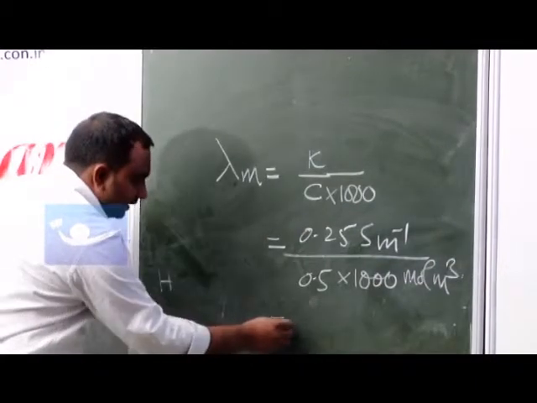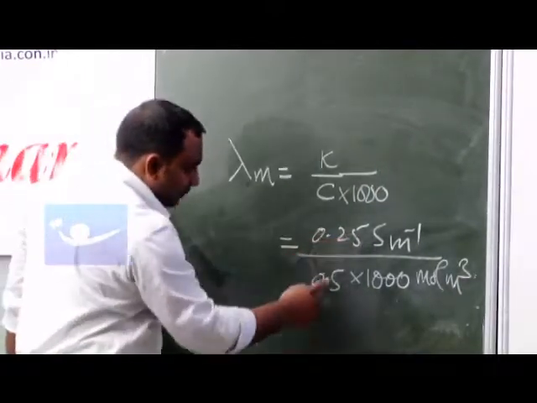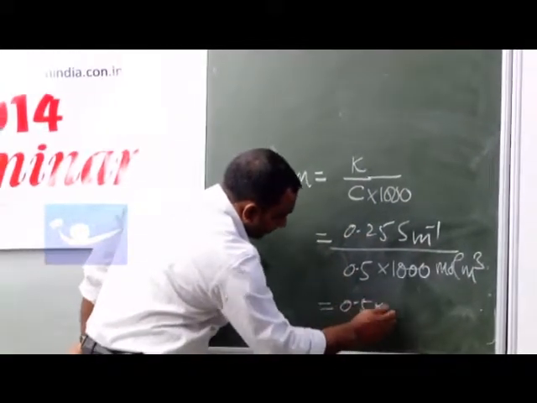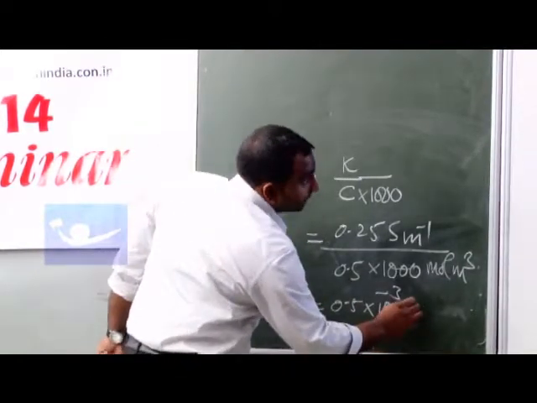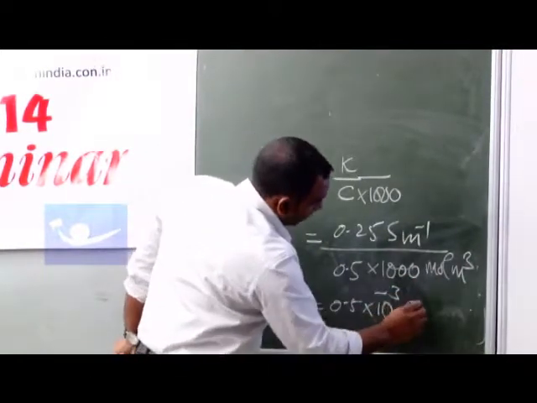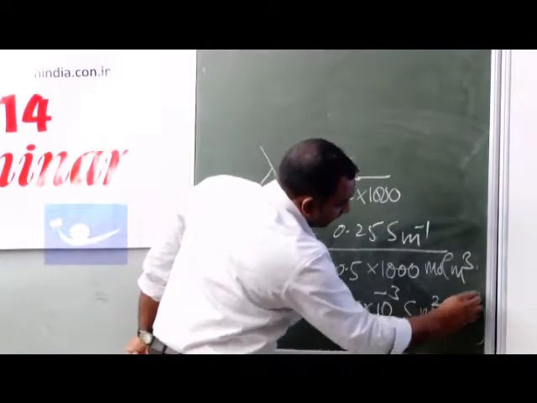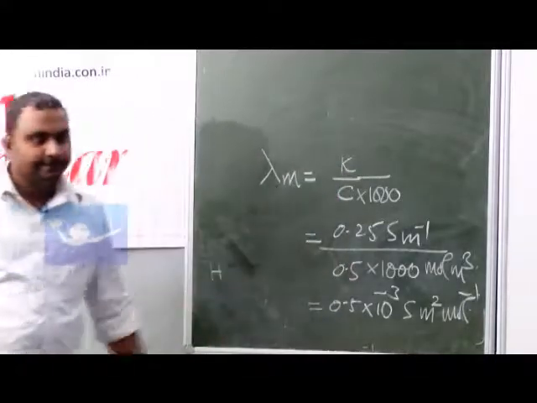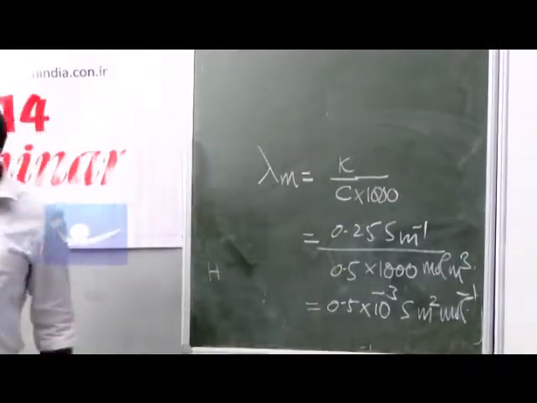So, what will be the answer? You will get 0.25 by 0.5 is equal to 0.5 into 10 raised to minus 3. So, you will get Siemens per meter square, Siemens meter square per mole. So, what is the answer? 5 into 10 raised to minus 4.